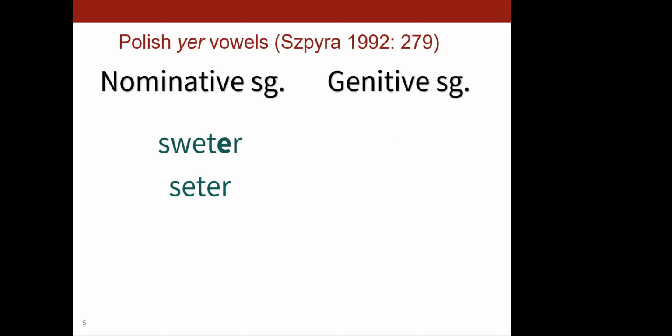For example, in Polish, the nominative singular forms of the words for sweater and setter both contain two front mid vowels in the root. So you can see how they both contain those. In the genitive form, however, sweater becomes setra, and setter becomes setera. So the second front vowel disappears in the genitive for sweater, but it doesn't disappear for setter. And so the question is, what's the difference between these two vowels? Why does one disappear and one not?